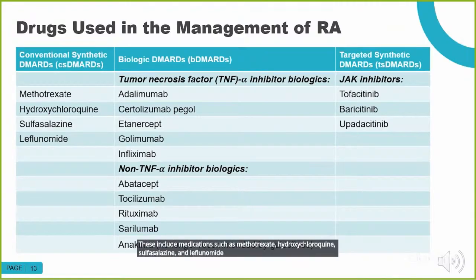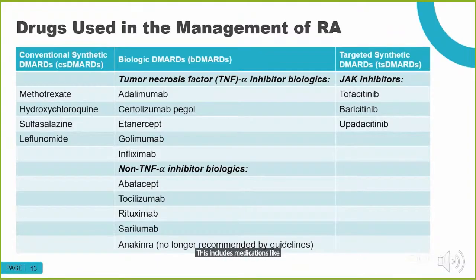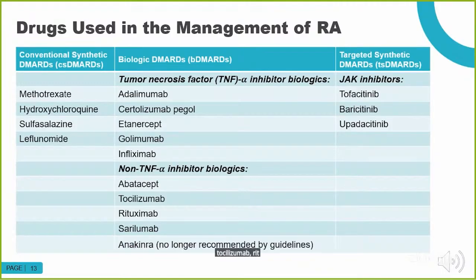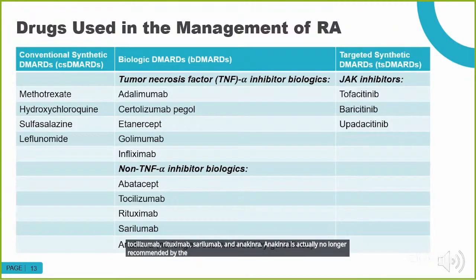We also have our biologic DMARDs. These are divided into two subcategories. We have our tumor necrosis factor alpha inhibitor biologics. This includes medications like adalimumab, certolizumab pegol, etanercept, golimumab, and infliximab. We also have our non-TNF alpha inhibitor biologics, including abatacept, tocilizumab, rituximab, sarilumab, and anakinra. Anakinra is actually no longer recommended by the guidelines.